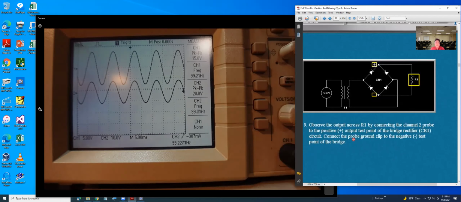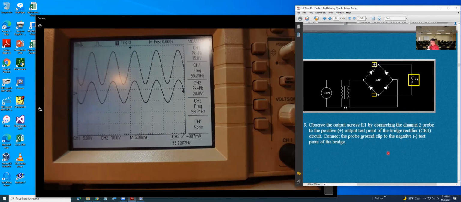Okay, now observe the output across R1 by connecting the channel 1, channel 2 probe to the positive output point of the bridge rectifier circuit. Connect the probe ground clip to the negative. So basically what they want to do, that means they are telling you to connect in here.